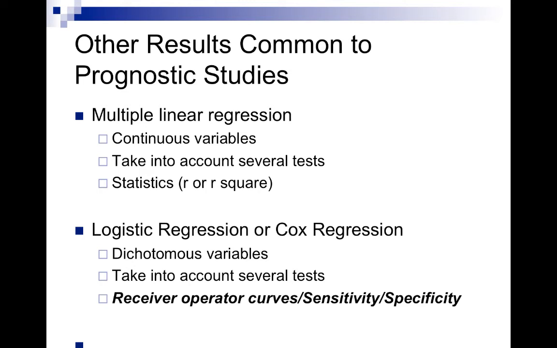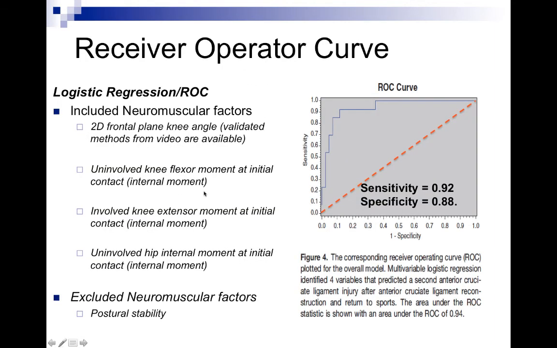So the other approaches are multiple linear regression and logistic regression. We favor logistic regression because we can use receiver operator curves and sensitivity specificity analysis, which closely mirrors our clinical decision making. And we're not covering today our square values.